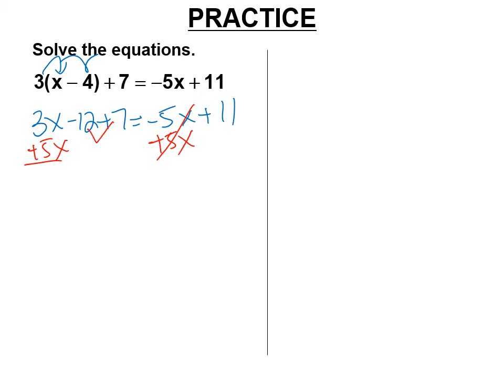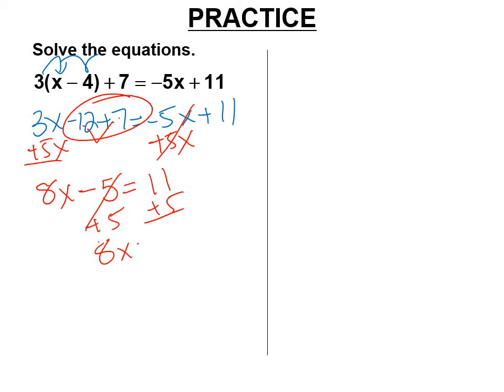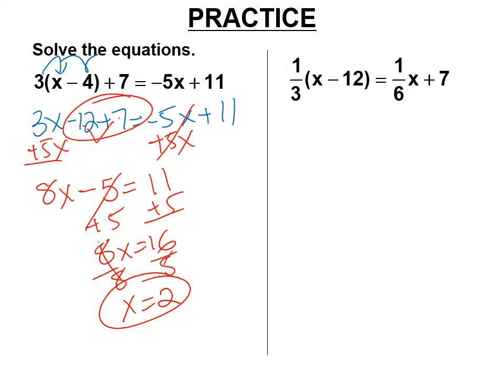Oh, I had some like terms here. All right, I'm combining steps here. You're allowed to do that. -12 plus 7. So I combined two steps there. I should have combined the like terms first. And as you become an expert, yes, you can start combining steps too, but make sure you're an expert first.